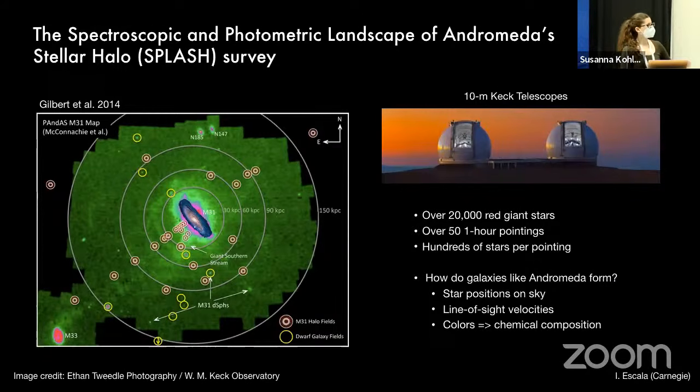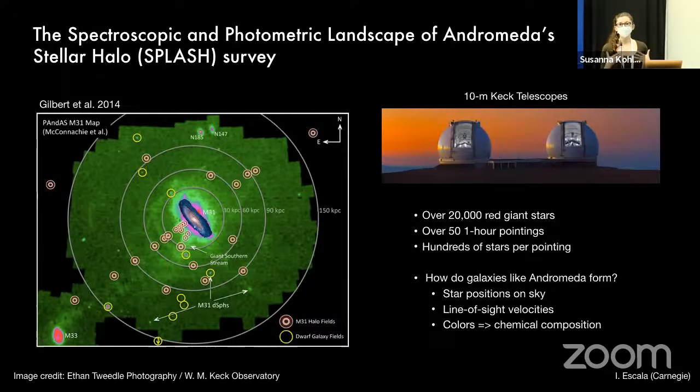So the SPLASH survey is done with the DEIMOS spectrograph on the Keck telescopes and involves over 20,000 observations of individual red giant branch stars in M31, where we're obtaining spectra. It's over 50 pointings. Each pointing is a 1-hour exposure, and it spans the stellar halo. It includes the tidal features as well as the dwarf galaxies in Andromeda and the disk. But here again, I'm talking about the tidal features. In each pointing, we can observe hundreds of stars simultaneously.